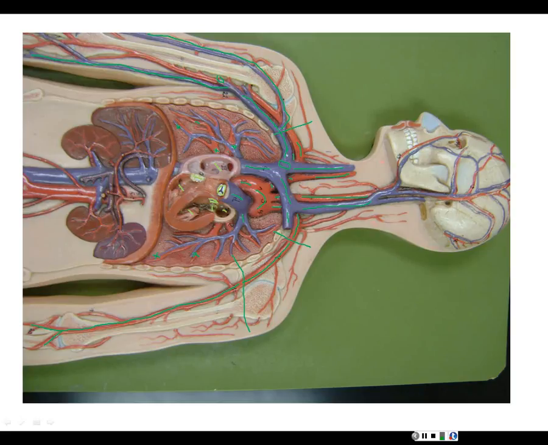Other things we can see from this view, very importantly, are the diaphragm, which designates the difference between the thoracic aorta and the abdominal aorta. We can see a piece of the inferior vena cava above the diaphragm, and then we see the inferior vena cava continuing below the diaphragm.